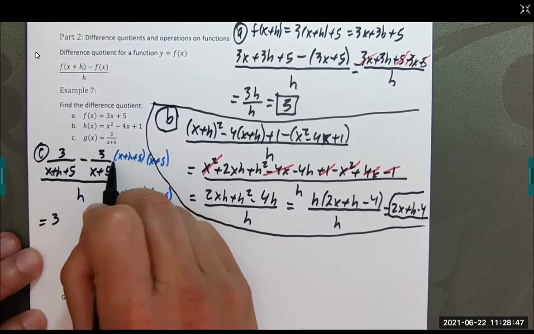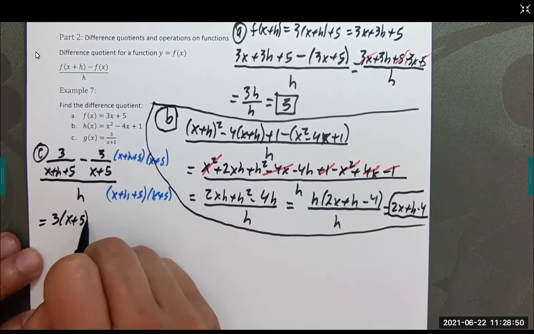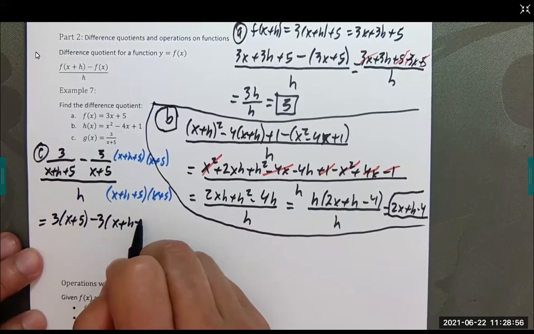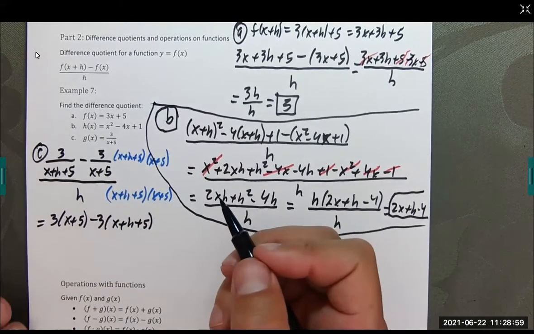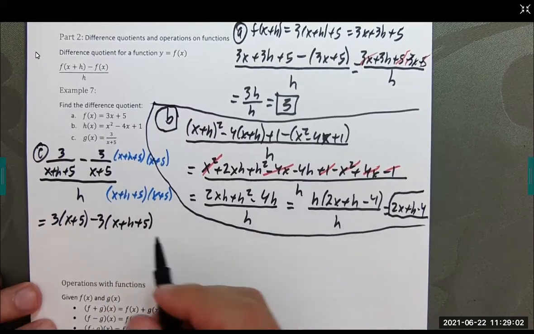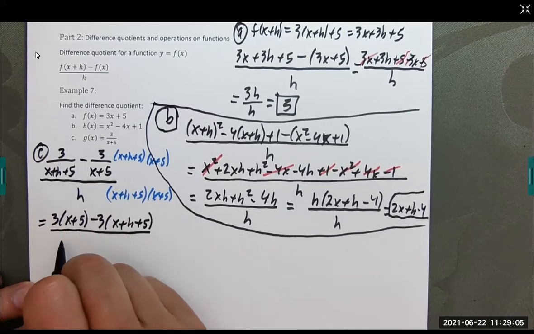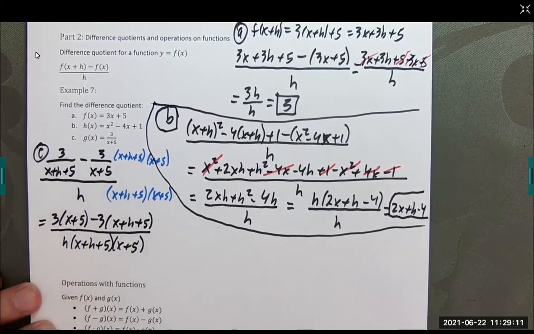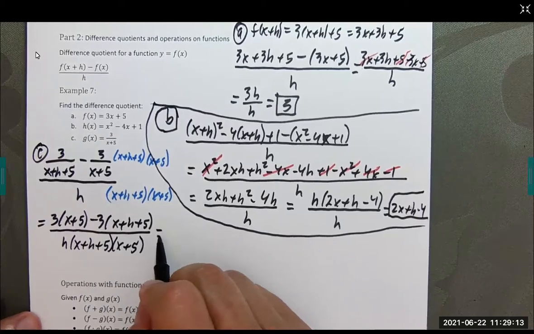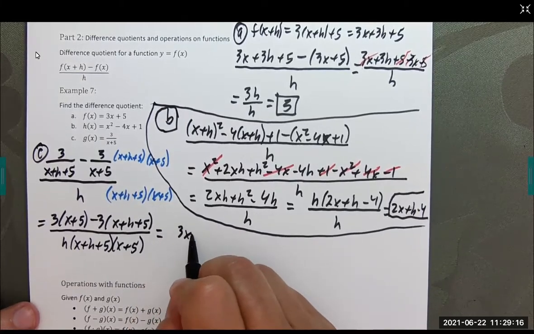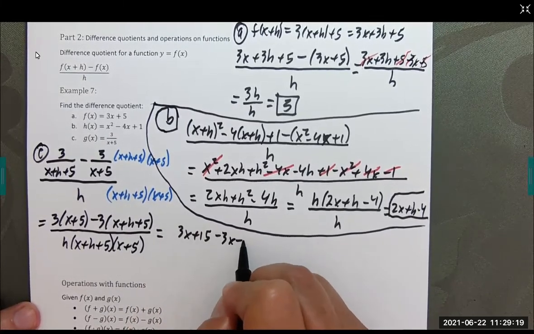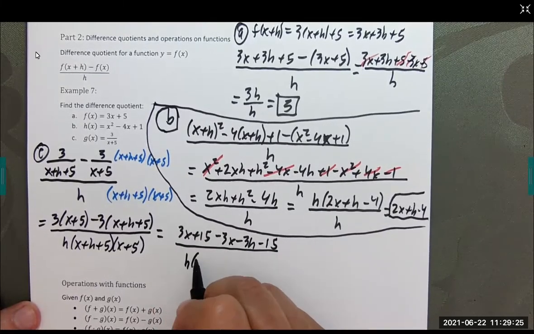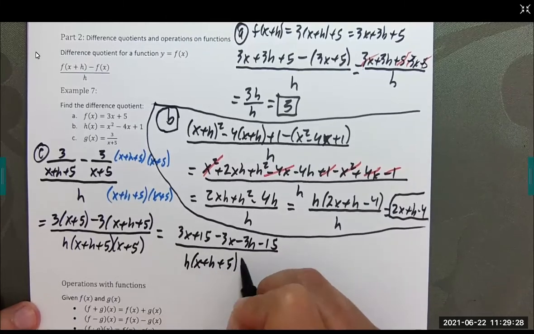Now, all that cancels there. I'm left with the x plus 5. And here the x plus 5's cancel. I'm left with 3 times x plus h plus 5 all over h times x plus h plus 5 times x plus 5. I'm going to distribute up top. I'm going to move this down a little bit. 3x plus 15 minus 3x minus 3h minus 15 all over h times x plus h plus 5 times x plus 5.